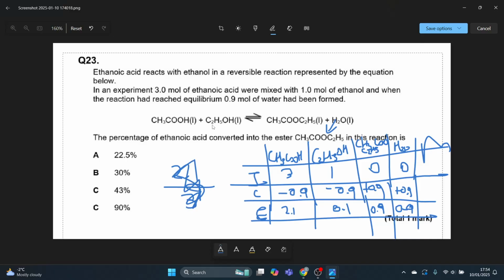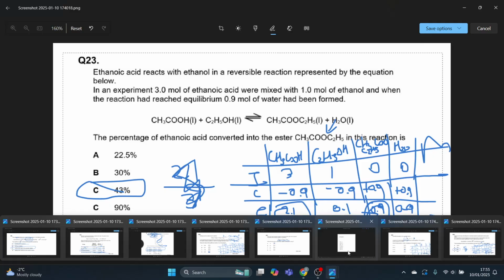Percentage of ethanoic acid converted into ester. Oh, 0.9 divided by 2.1 times 100. Because this is the equilibrium moles. This is the total equilibrium moles of the ethanoic acid, and this is the ethanoic acid equivalent to ester. So the answer is C, 43%.